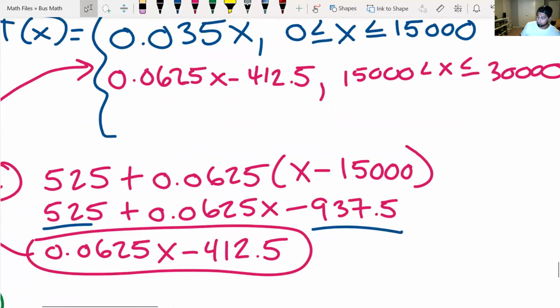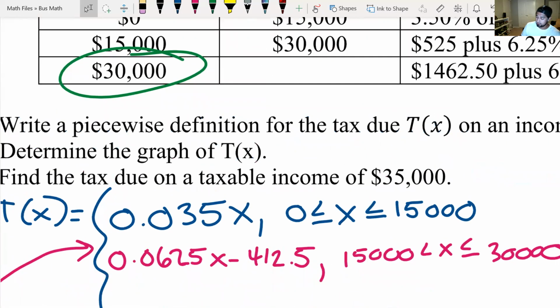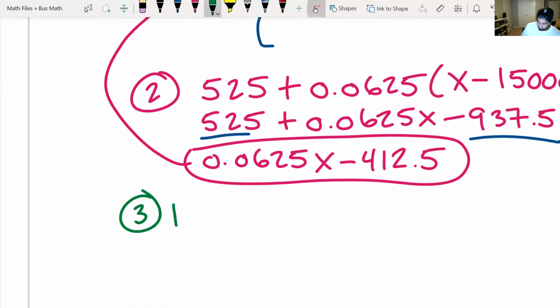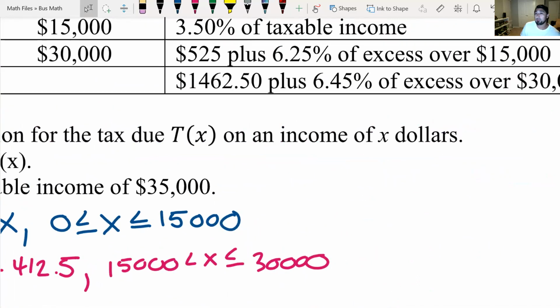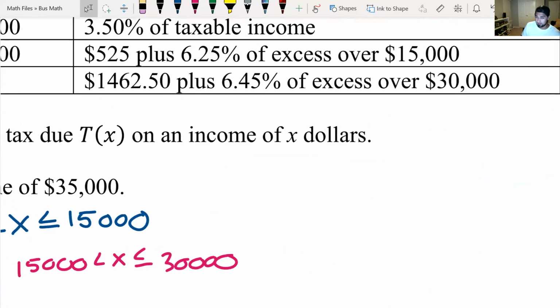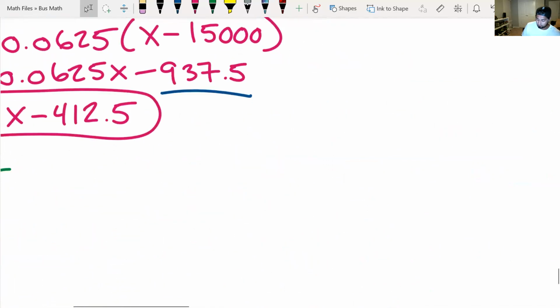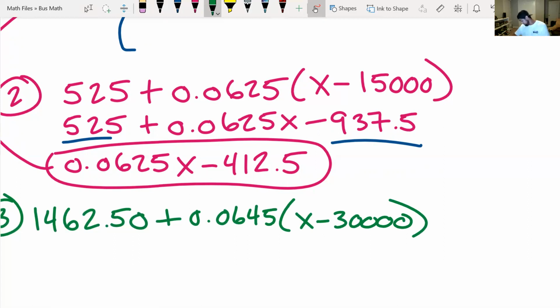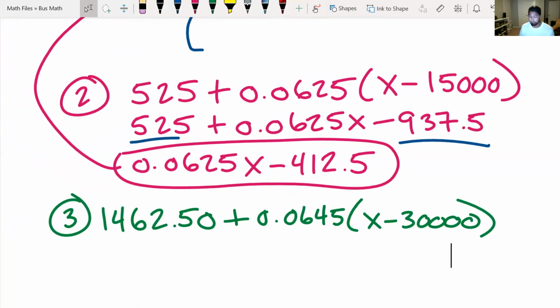So we said 1462.5 plus 6.45% over 30,000, times x minus 30,000. Okay. And just clean up from here.